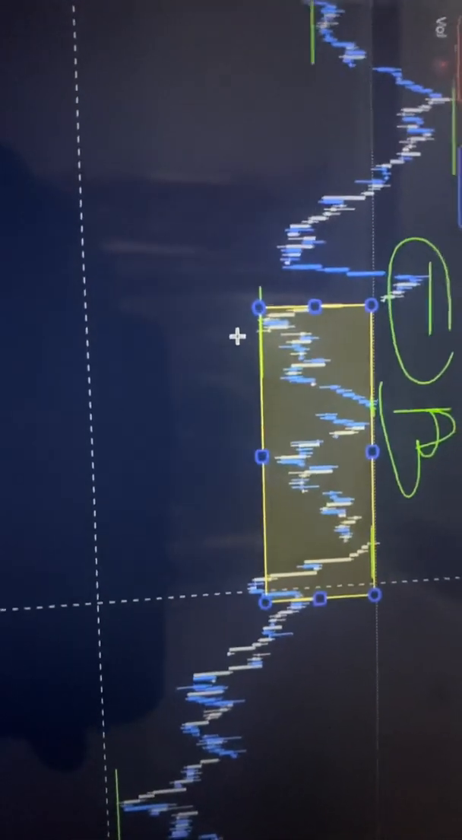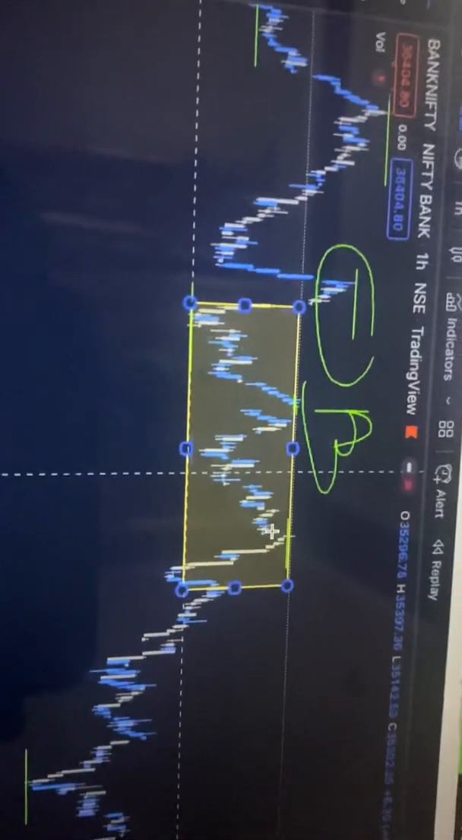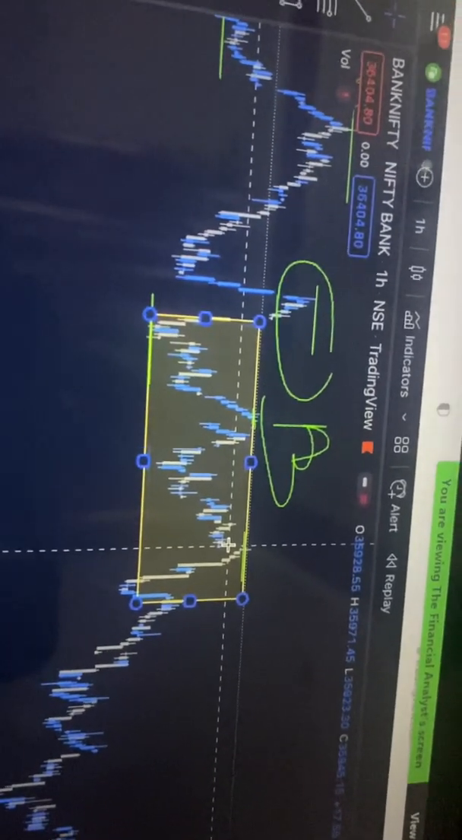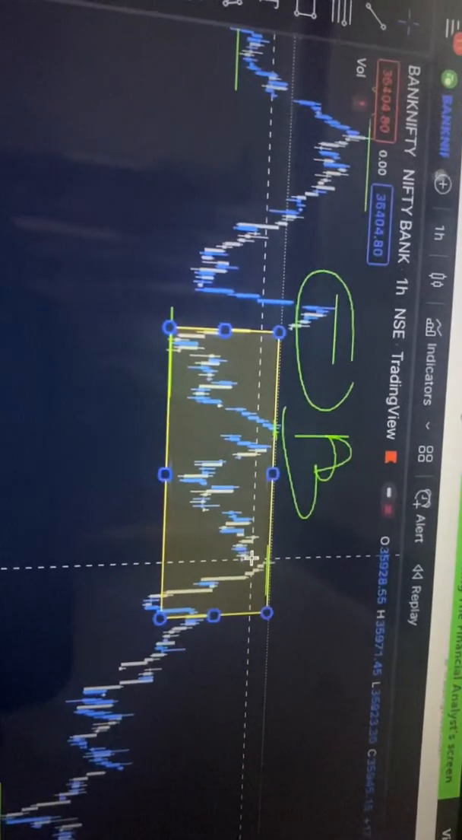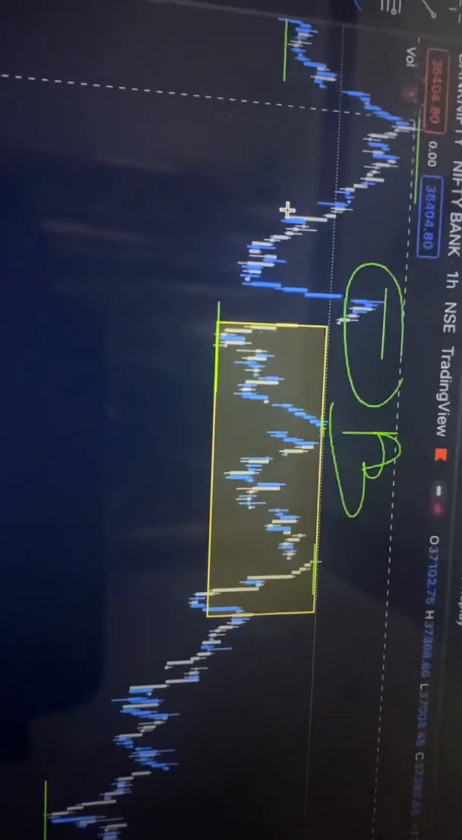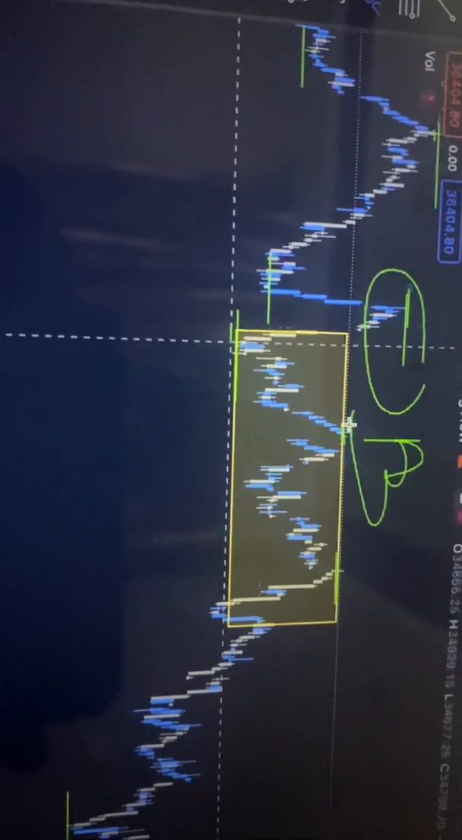A range bound market. Now this is where you all will get confused. This is an area where you all will become confused. It is tricky. Over here, overall we were of the view that the market is in a lower high, lower low formation, and that is what we were expecting.